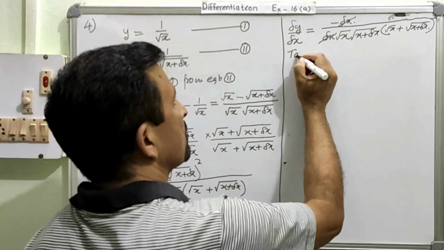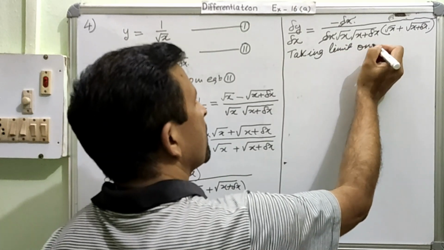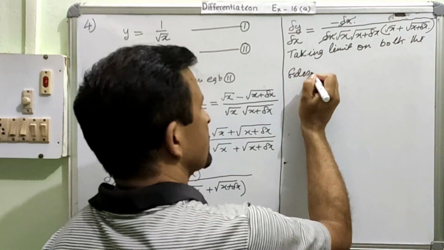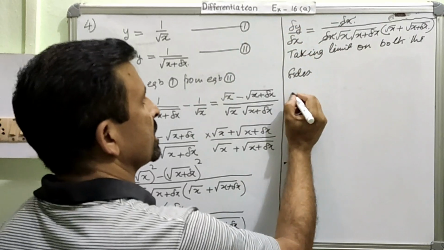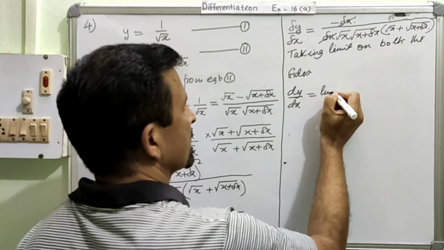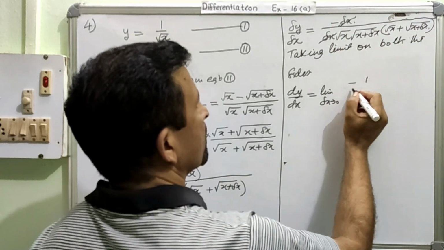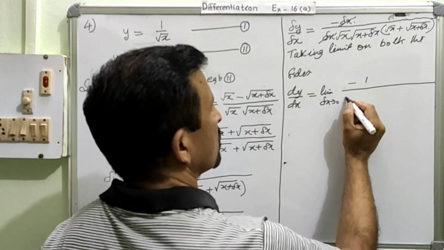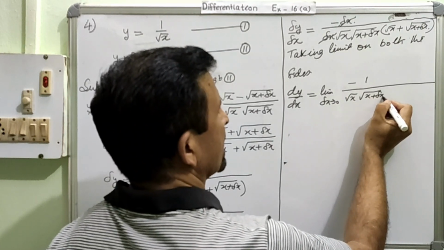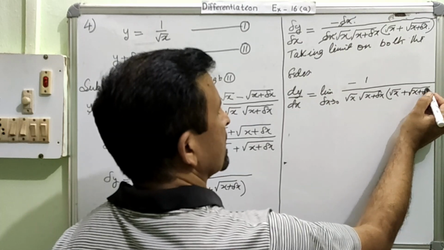So taking limit on both the sides. Okay, so what happens? This will then turn into dy by dx. We can write them as dy by dx. Right hand side, limit delta x tending to 0. Now just rewrite the remaining function, minus 1 over root of x into root of x plus delta x, bracket root of x plus root of x plus delta x.